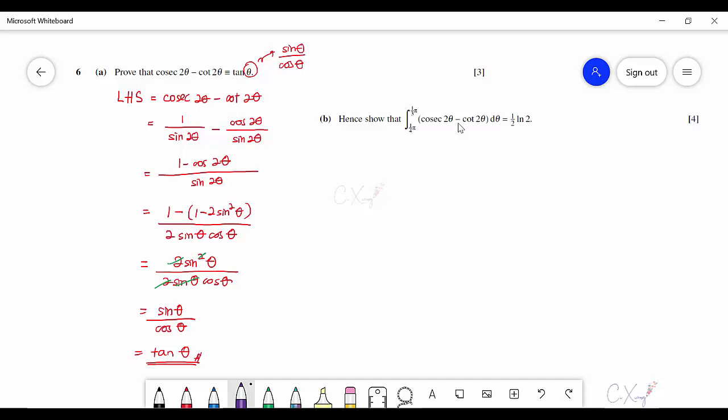First of all, I have pi over 3 for the upper limit and pi over 4 for the lower limit, of cosecant 2 theta minus cotangent 2 theta.